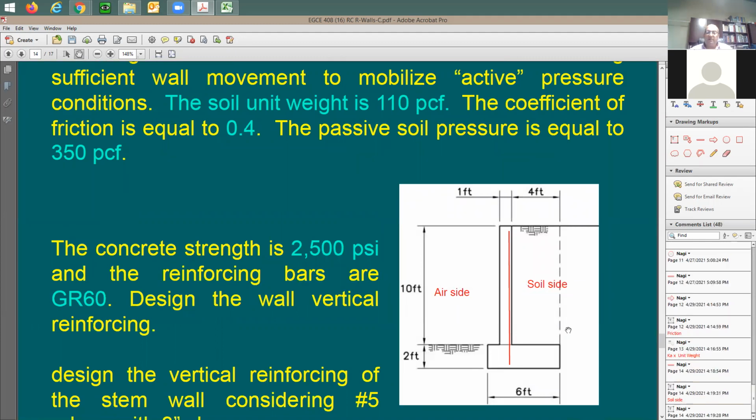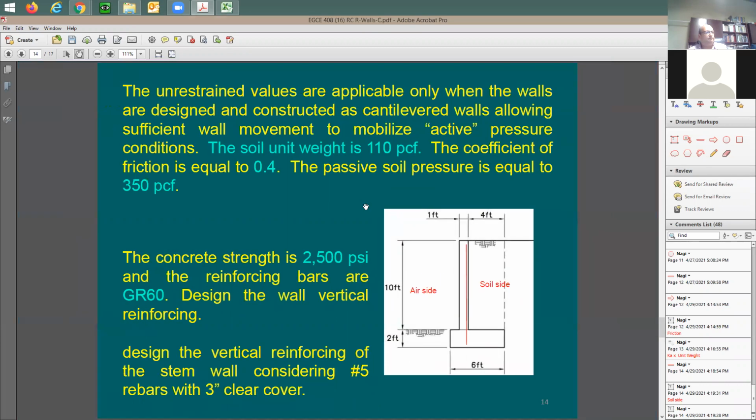With the reinforcing, the vertical reinforcing of the wall, do you think it needs to be on the soil side or air side? Okay, soil side. Just remember this. It can be one of these questions that you have maybe a couple of points just to know the difference between the two, where to put the reinforcing. Okay, good.